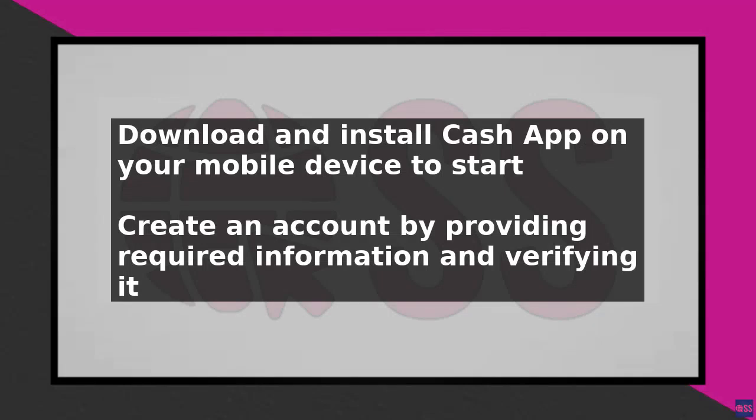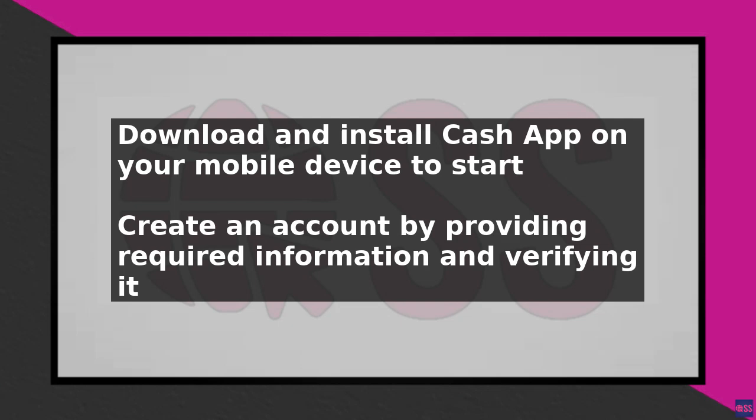To send Bitcoin using Cash App, you first need to download and install the application on your mobile device. Once installed, create an account by providing the required information, including your name, email address, and phone number. After verifying your account, you will need to link a payment method, such as a bank account or credit card, to fund your transactions.